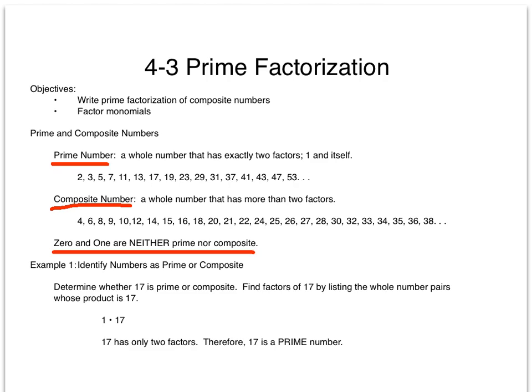Let's look at example 1 and learn to identify numbers as prime or composite. First, let's determine whether 17 is prime or composite. We'll do that by finding the factors of 17 and listing whole number pairs whose product is 17, like we did in lesson 4.2. The factors of 17 are 1 and 17. 1 times 17 equals 17. 17 has only two factors, therefore 17 is a prime number.